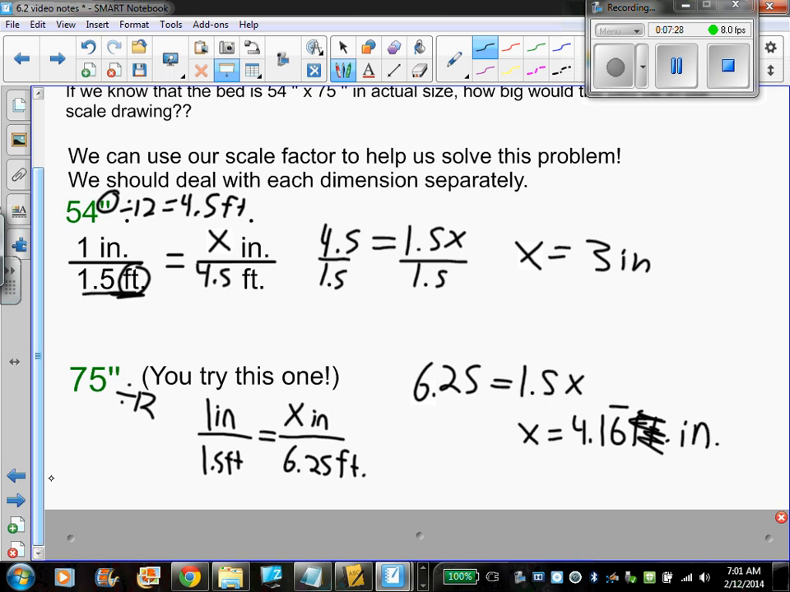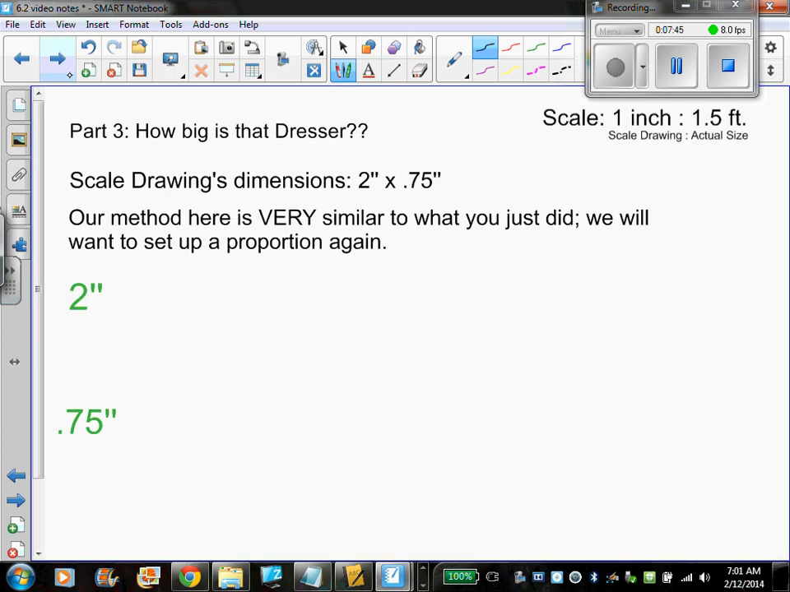Use your scale. If your actual bed is 54 inches by 75 inches, what would the dimensions be on the scale model? They would be 3 inches by 4.16 inches. Now that was only that second question. We still haven't even done anything with the bottom one, which we're going to do next.